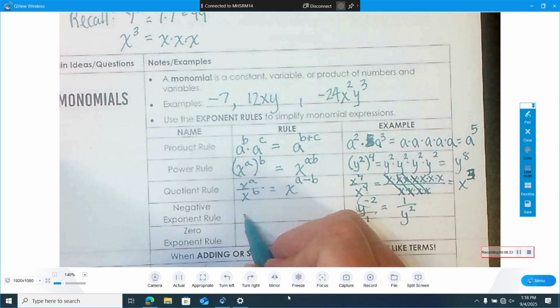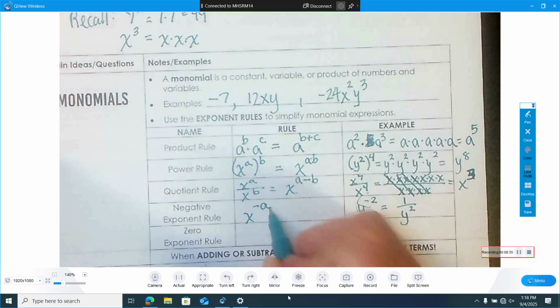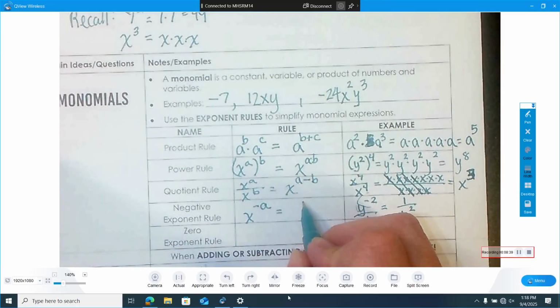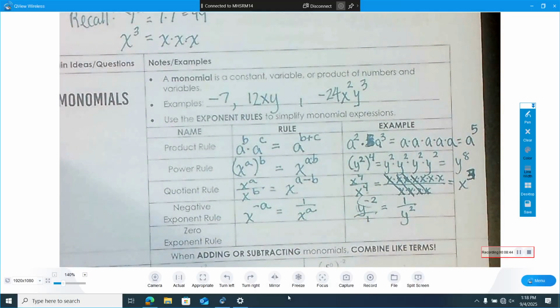So if we have x to a negative exponent, x to the negative a, that is really the same as 1 over x to the a. But it really just trades positions. If it was in the denominator, it'd want to move to the top. Okay, and when it moves, it becomes positive. It becomes happy. Okay.